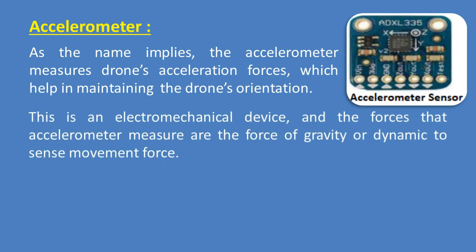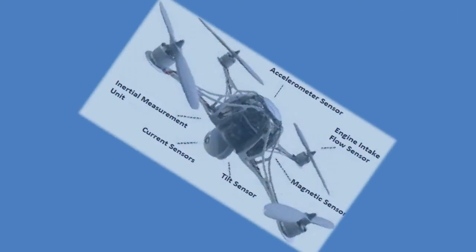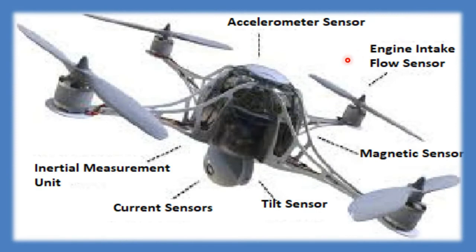This is an electromechanical device and the forces that the accelerometer measures are the force of gravity or dynamic force to sense movement. Accelerometers are made up of multiple axes, two to determine most two-dimensional movement, with the option of a third used for 3D positioning. The image shown here is a drone with various sensors: inertial measurement unit, accelerometer sensor, engine intake flow sensor, magnetic sensor, tilt sensor, and current sensors are shown as an example.